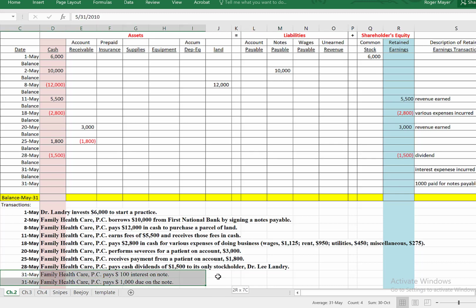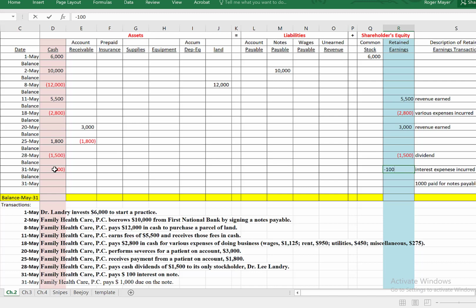On May 31st, Family Healthcare pays $100 interest on a notes payable. We're not paying off the balance, we're paying interest. So on this first transaction related to May 31st, we make a payment. Because we're making a payment, this is a reduction in cash, and we have an expense. And we've talked about the fact that expenses reduce retained earnings.